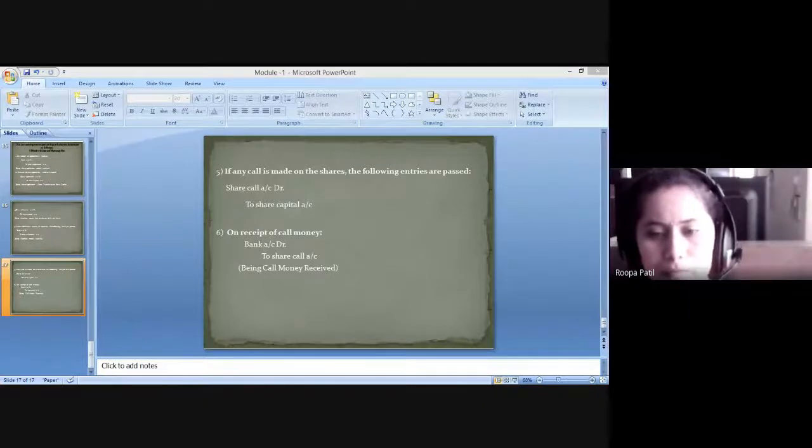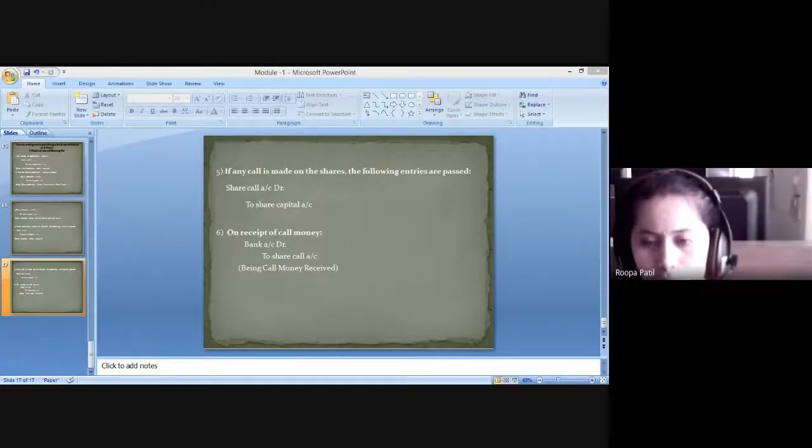Second journal entry: the share application money transferred to share capital. While transferring to share capital, the share capital is credited. Share application account debit to share capital. Here you are transferring the share application money to share capital. So the entry is share application account debit to share capital account. Clear? These two entries: first the receiving entry, second the transferring entry.